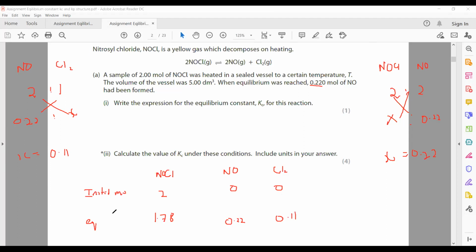But these are the initial moles and equilibrium moles. When we write the expression for Kc, we use the concentration, not the moles. So you need the concentration. Concentration is moles divided by volume. What is the volume? Each of them should be divided by 5 to get the concentration. After getting the concentration, substitute into the expression for Kc for this equation, and find the value of Kc. Is it clear?